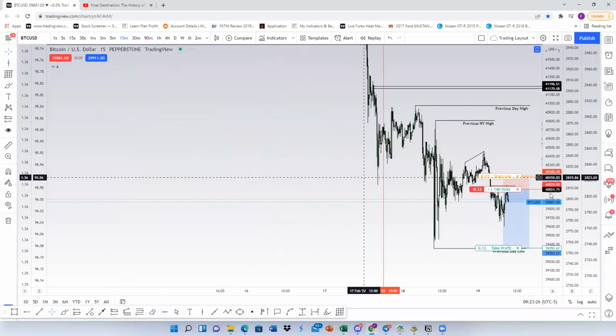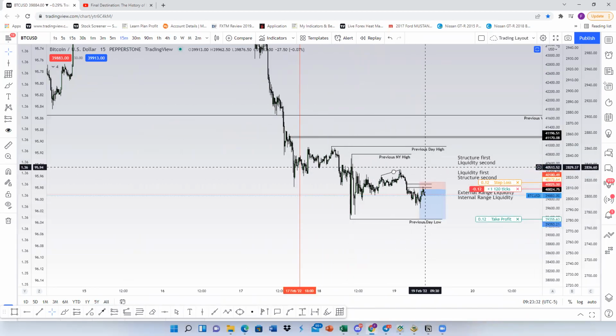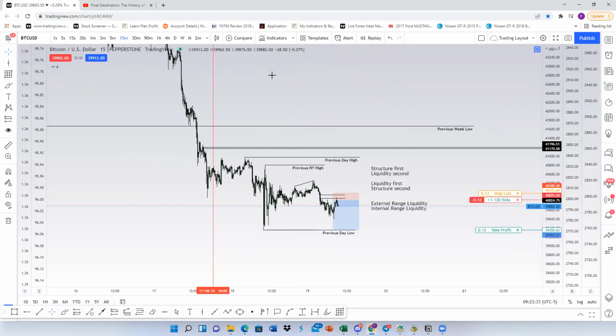So if it's after 2-day close and price still kept on raging lower, what does that mean? If we are taking out a previous week low, which is over here, and price rages down, we are bearish, right? You see, we are bearish. What's this? External range liquidity. Again, I'll come to what external range liquidity actually is. That's external range liquidity. What's this? External range liquidity. What's this? External range liquidity.